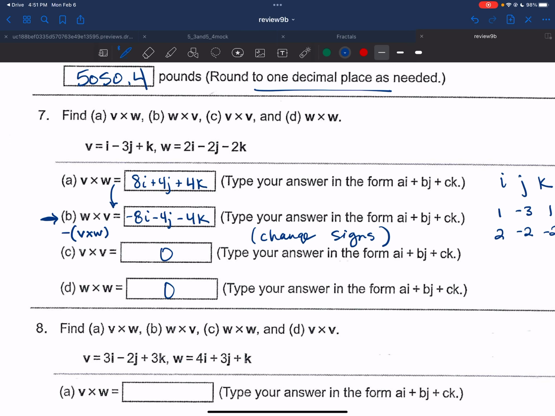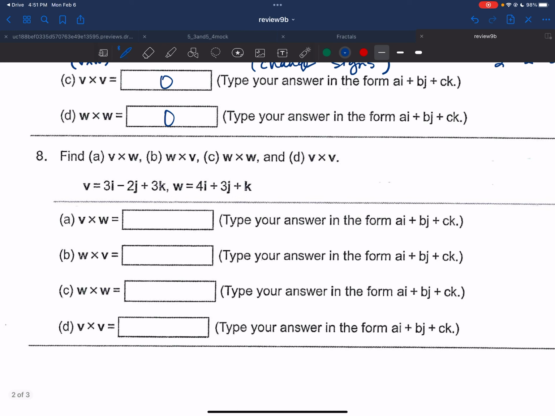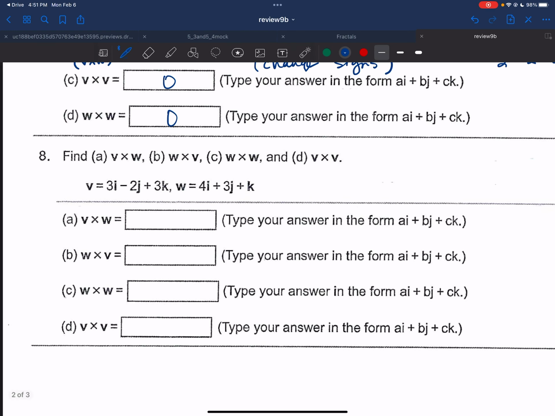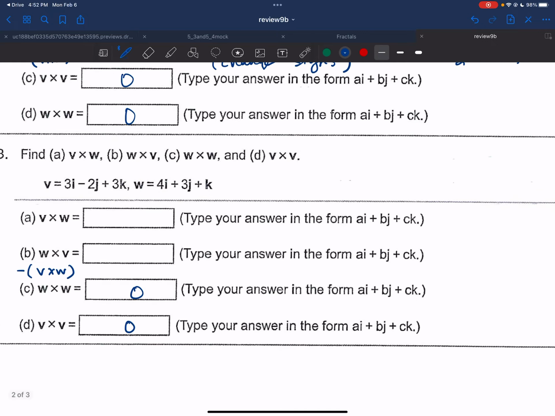Okay, find V cross W, W cross V, W cross W, and V cross V. So we know these two are 0. We don't have to do those. And then this is going to be the opposite of V cross W. So we just have to do V cross W. So i, j, k, 3, -2, 3, and 4, 3, 1.